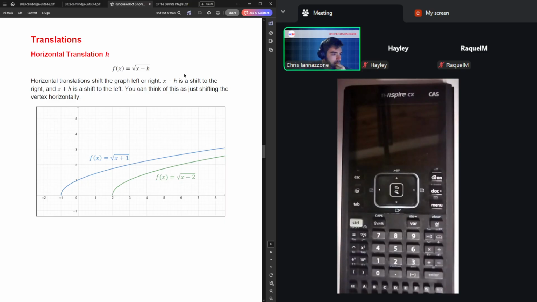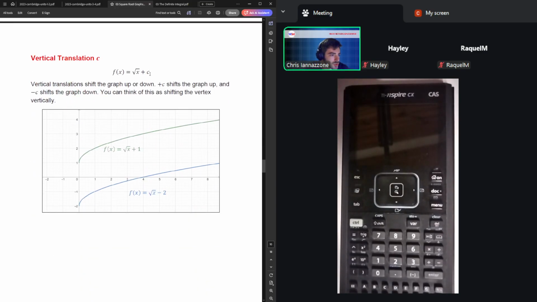Easy. Cool. As for translations, again, they're going to work the same as any other graph. X minus h, so whenever you have a minus directly attached to the x, you now have a horizontal translation to the right. Plus is going to be left. Exact same rules as quadratics and all your other functions. You can sort of think of that as setting the x location of your vertex. If you have x minus 2, you're shifting it right by 2. If you have x plus 1, you're shifting the vertex left by 1.